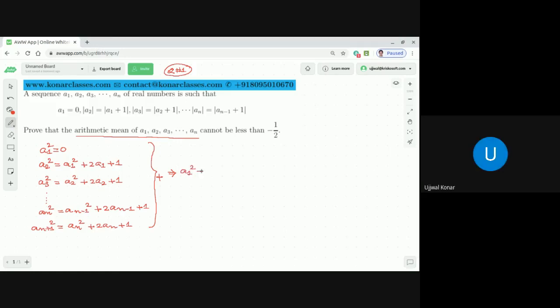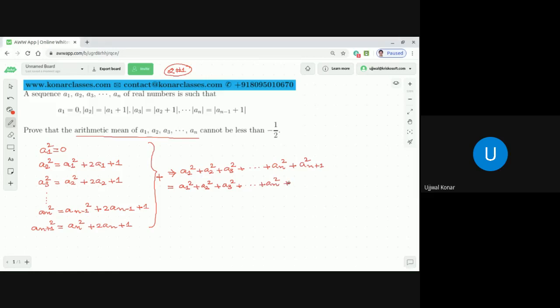Sorry, a1 square plus a2 square plus a3 square plus dot dot dot up to an square plus a n plus 1 square. Correct or not, dear students? Let me write it properly. That is equal to a n plus 1 square, n plus 1 being a subscript, by the way. On the right hand side, what we are going to get is a1 square plus a2 square plus a3 square plus dot dot dot up to an square.